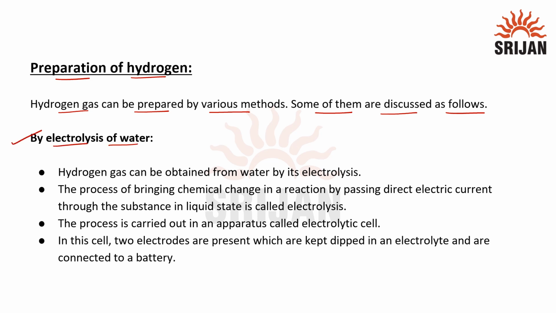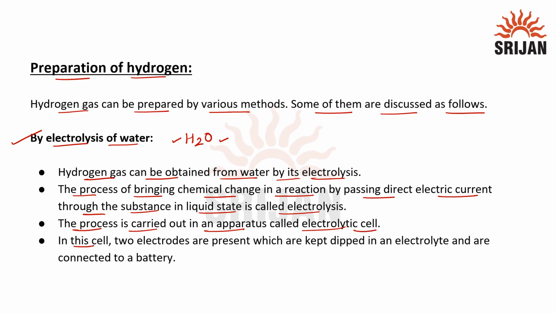By electrolysis of water, water molecule is broken down into its constituents, that is hydrogen and oxygen. Hydrogen gas can be obtained from water by its electrolysis. The process of bringing chemical change in a reaction by passing direct electric current through the substance in liquid state is called electrolysis. The process is carried out in an apparatus called electrolytic cell.